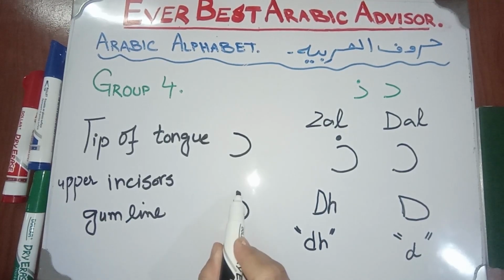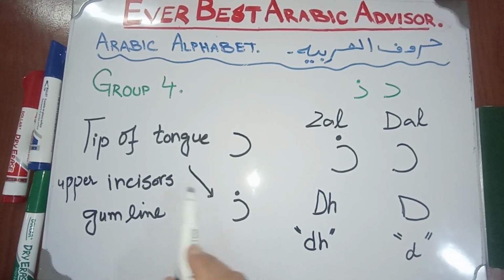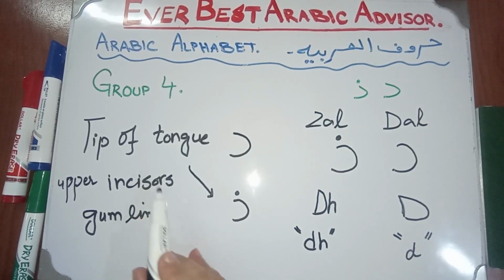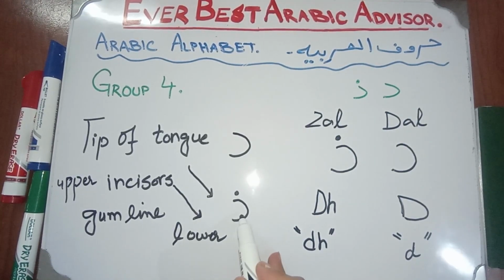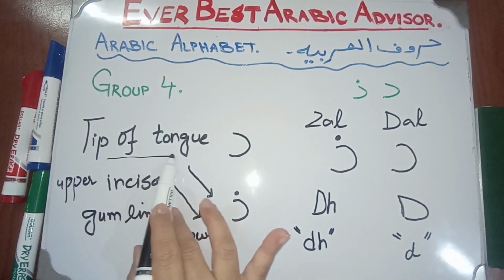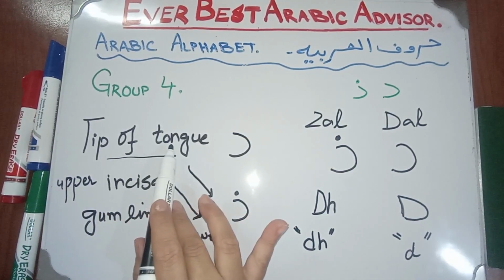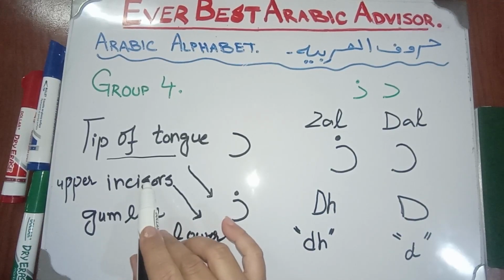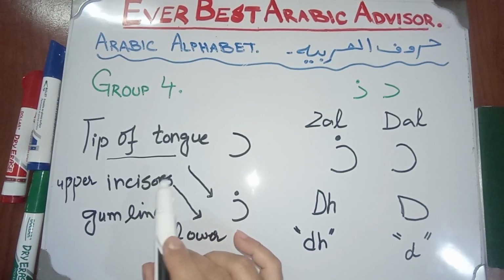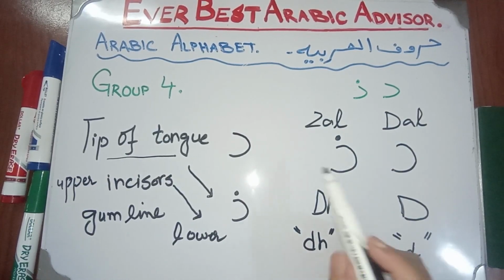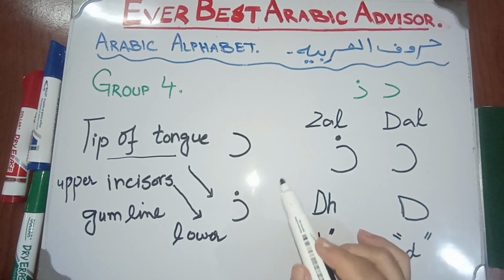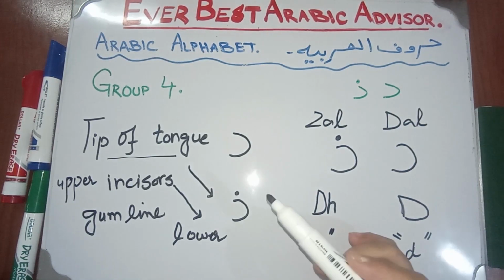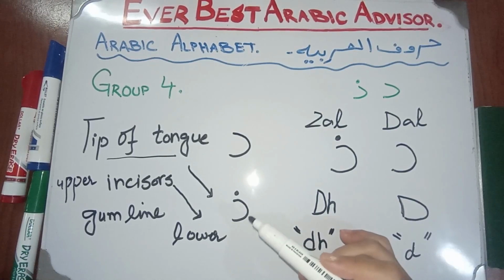And for Zal, it's again the tip of the tongue. But this time, the tip of the tongue touches the lower part of the upper 2 incisors. So, Zal is also pronounced from the tip of the tongue, but the tip of the tongue touches the lower side of the upper 2 incisors. Zal is one of the soft letters. If we do not pronounce the letters from the exact articulation point, we may interchange the letters, or we may pronounce a new letter.